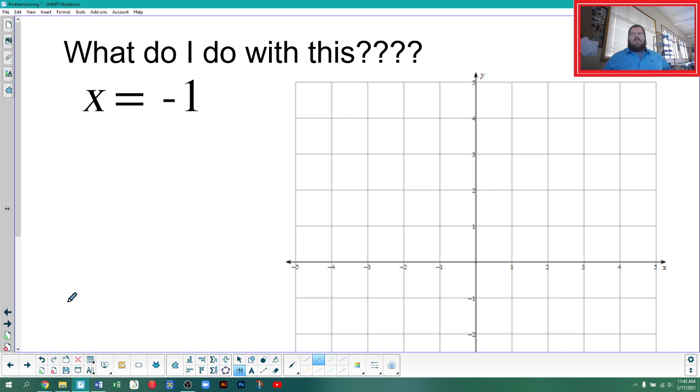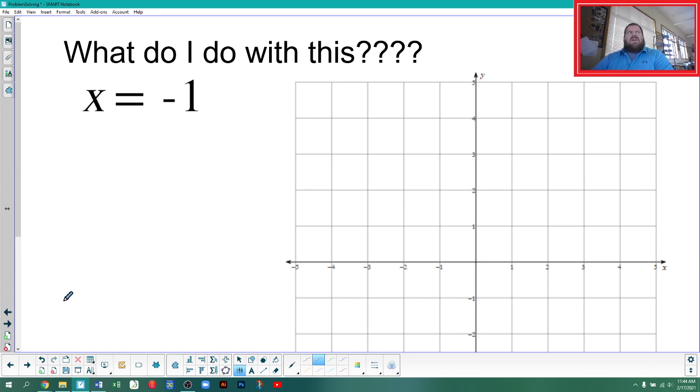Then we came across a problem like this that says x is equal to -1. And my question is, what do I do with this? What can I do? There's only one variable. There's no y. All my other equations had an x and a y in it.